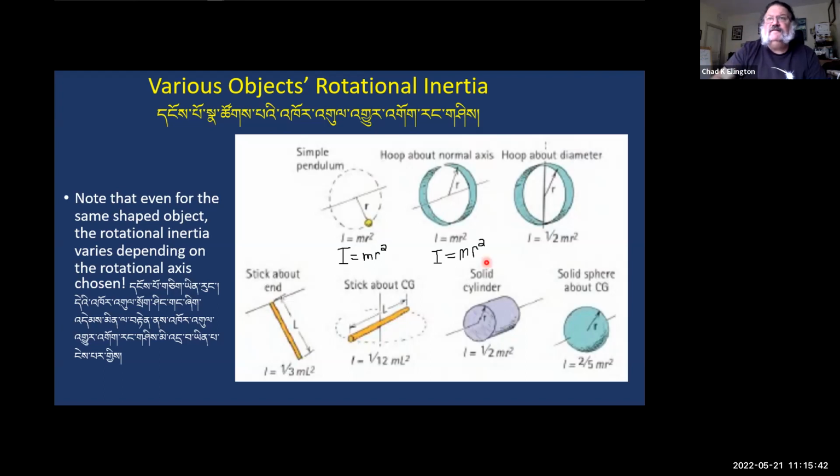The next figure here is showing a hoop or a ring where it rotates about its diameter. So rotates kind of how I'm trying to spin it in my hand.